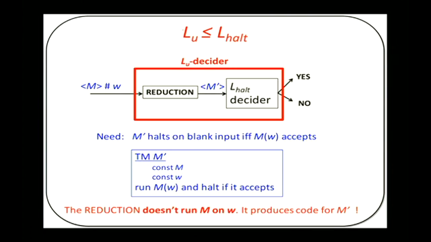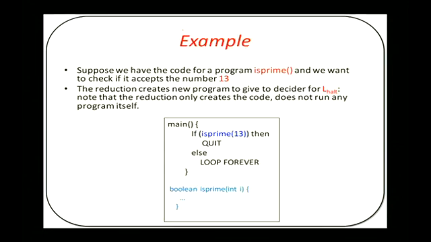Okay, so let me give you an example of how the reduction goes, maybe with concrete code. Suppose I wrote some program called is prime. It takes an integer and checks whether it's a prime number or not. I want to know whether is prime will actually accept 13 or not. I have this code, is prime. I don't know what it does. It could be a complicated piece of code, and I want to know, will it accept 13 or not?